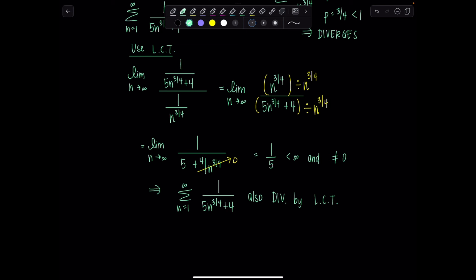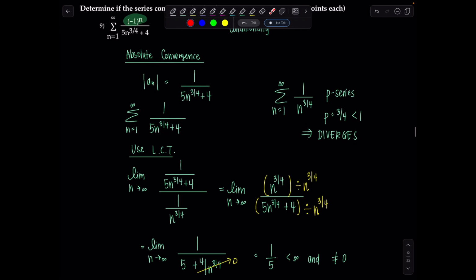Now you're probably wondering, well, what if we got infinity or 0? What do we do then for the limit comparison test? That's usually on you. That means you picked the wrong series to compare it to. So your limit comparison test is inconclusive if you get infinity or 0, and you try again. Either pick a different test or pick something different to compare it to. So that's like a you problem, if you get infinity or 0.